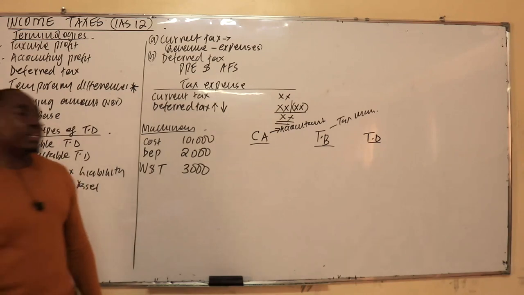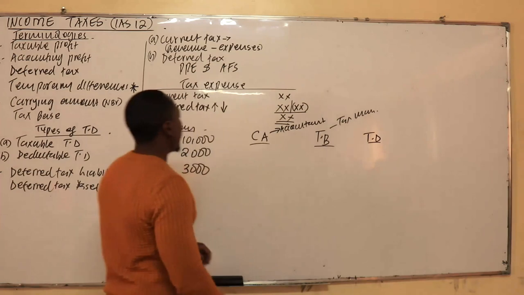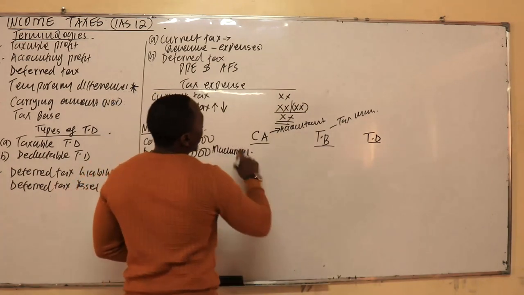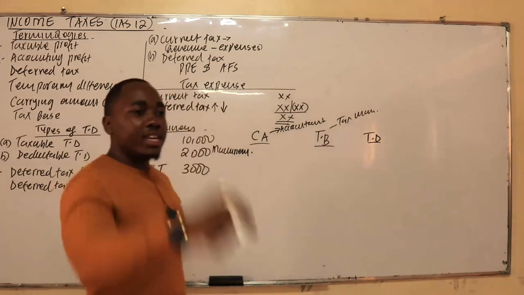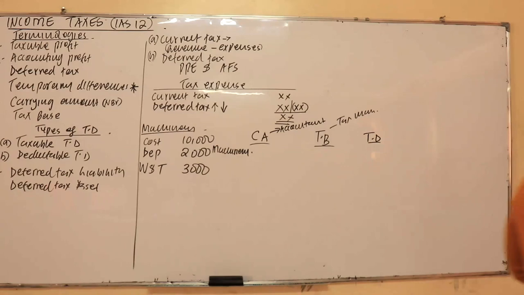Now you're preparing the financial statement. You want to determine the provision for deferred tax. So here we have machinery. Let's start with you. You are the accountant. How much will be the net book value or the carrying amount, the amount to be shown in the financial statement? Now I want individual answers, not chorus.